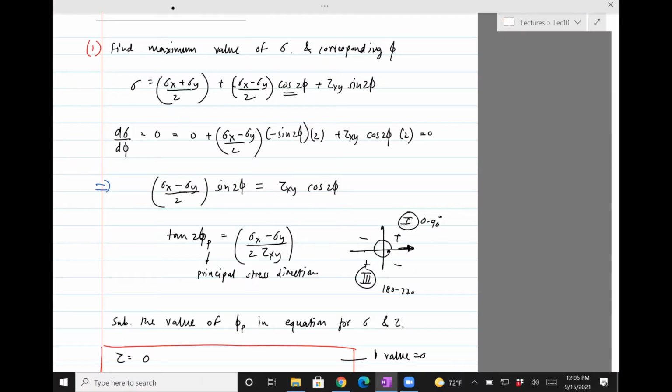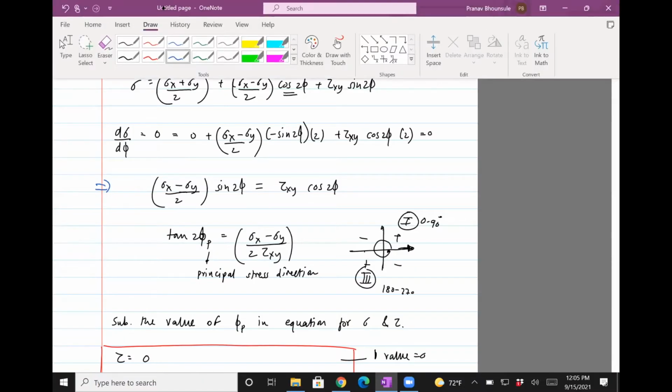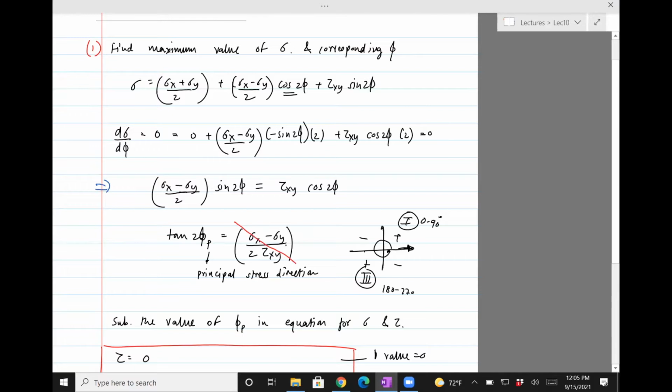Last class, somebody pointed out I made a mistake in simplifying this. This formula is wrong. It should have been switched. So if you find tan of 2 phi, it's the reciprocal of this. Just correct this in the notes if you are taking this down. It's 2 tau xy divided by sigma x minus sigma y.